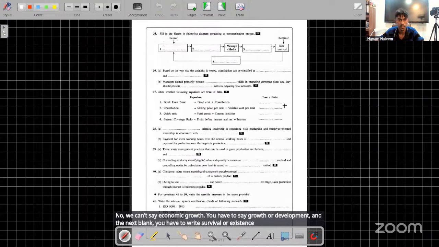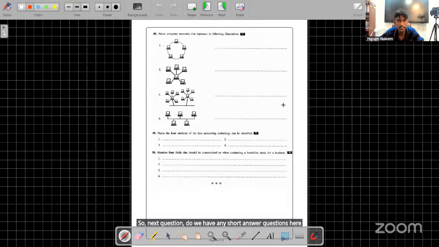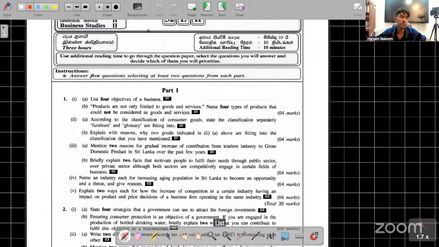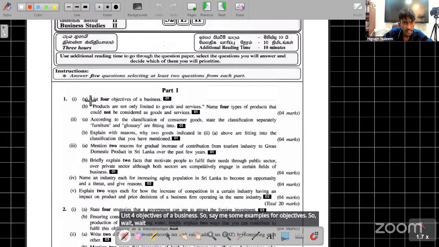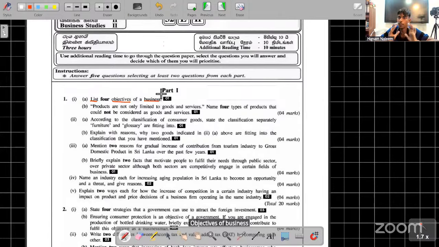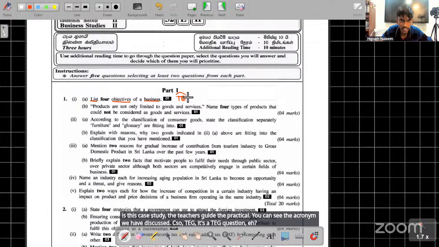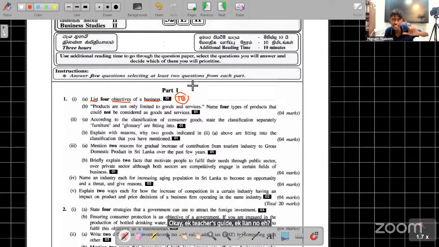Right? So next question, do we have any short answer questions here? Unit number one, no. Then part two. List four objectives of a business. So say some examples for objectives. Wait, I will underline now. List objectives of business. Fine. Before that, what type of question is this? Case study, the teacher's guide, the practical. You can say the acronym we have discussed: CSO TG. It's a TG question. Good. A teacher's guide question, because you have seen this topic in the teacher's guide.